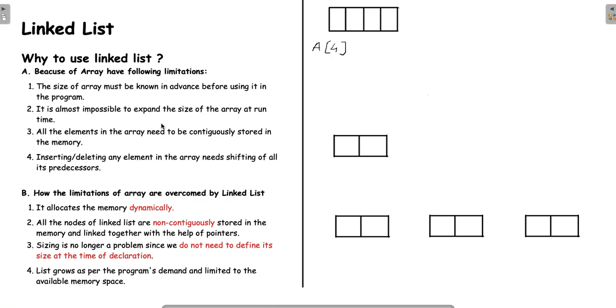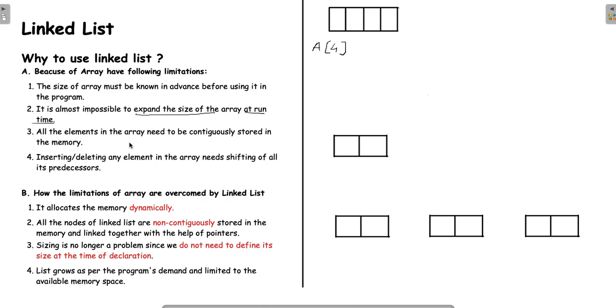So that is the second point. It is almost impossible to expand the size of an array at runtime. Once you declare the size of the array, that is 4 in this case, you will not be able to make it 5, 6, 7. So it has to be declared earlier and it cannot be changed.